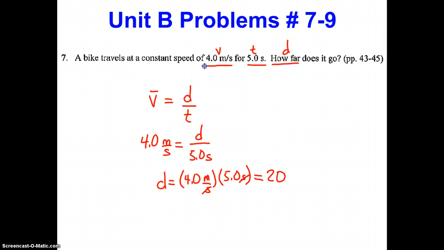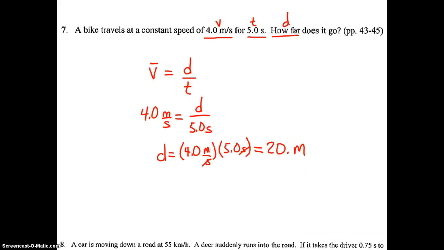To make that 2 digits, because both our measurements given in the problem are 2 digits, we put a decimal point after the 0 and put our units on our answer. So this would be a full credit Regents response as modeled on the board. Okay? All right, let's go to number 8.